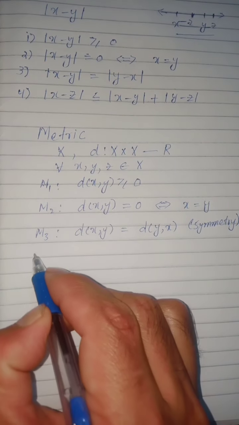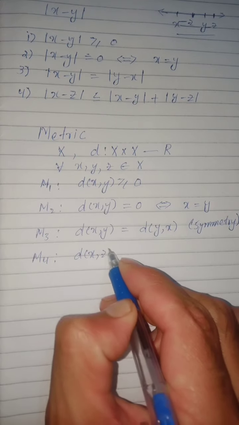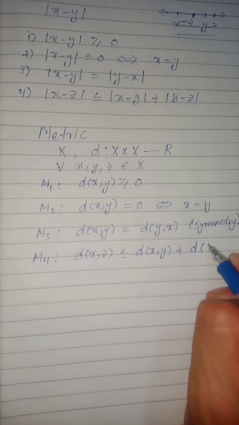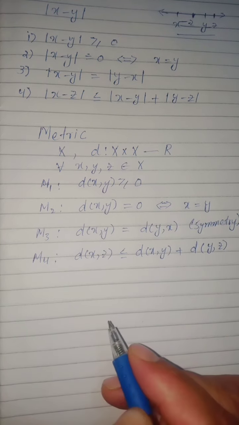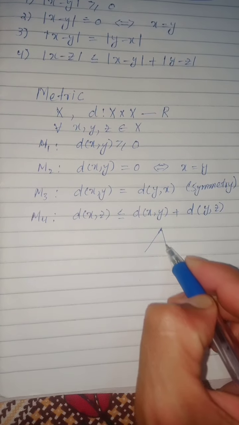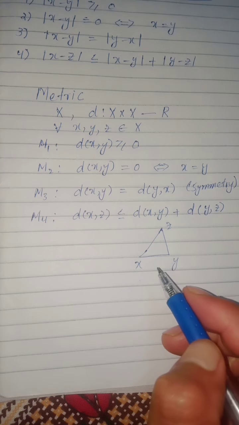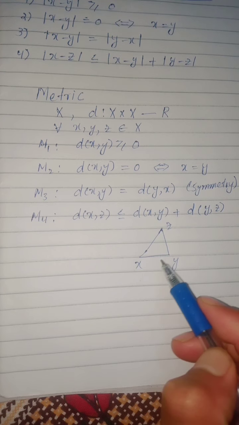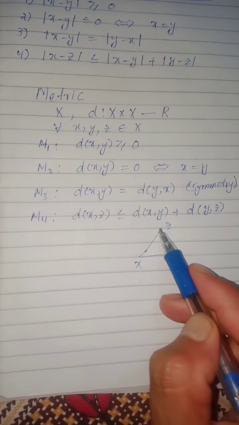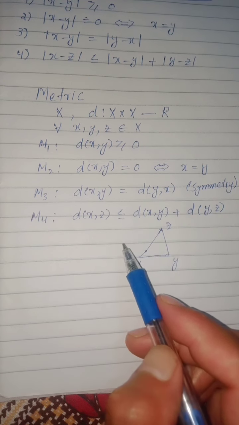Now, the fourth property is the triangular inequality, that is, distance of x, z is less than or equal to distance of x, y plus distance of y, z. This property is called triangular inequality. That is, if we have a triangle whose vertices are, suppose, x, y and z, then in a triangle the sum of the lengths of two sides is always greater than or equal to the third side. That is, distance of x and z is less than or equal to distance of x, y plus distance of y, z.